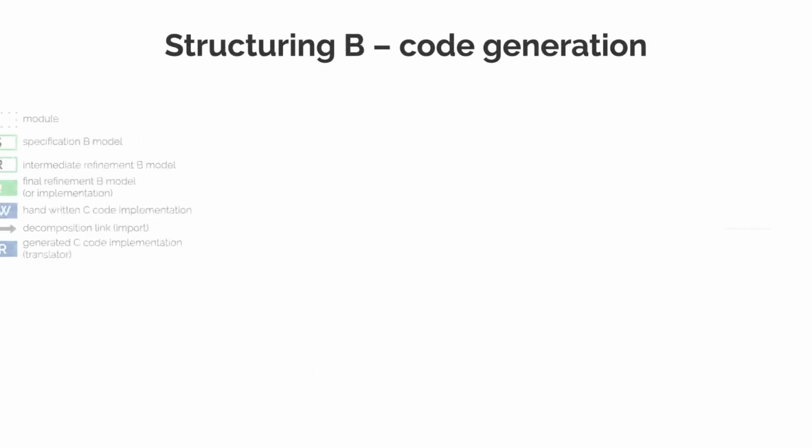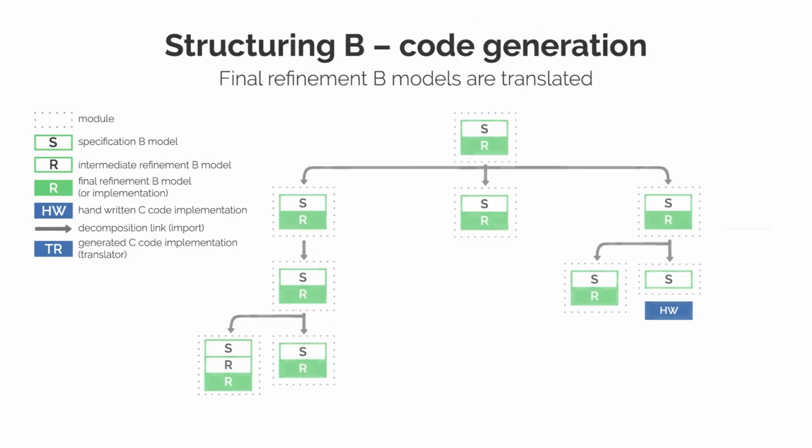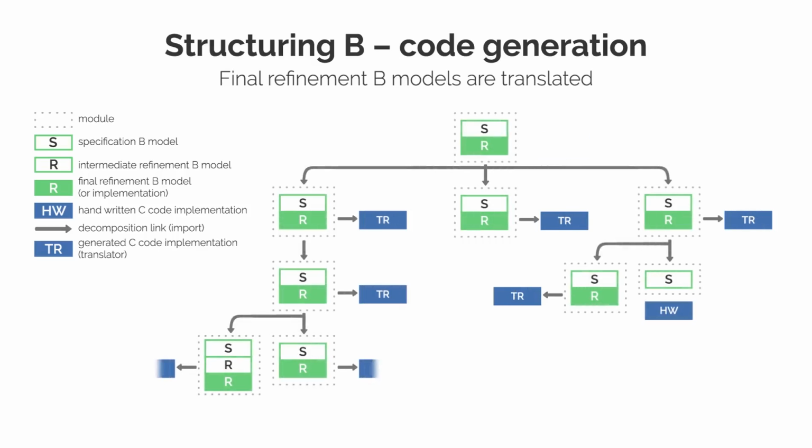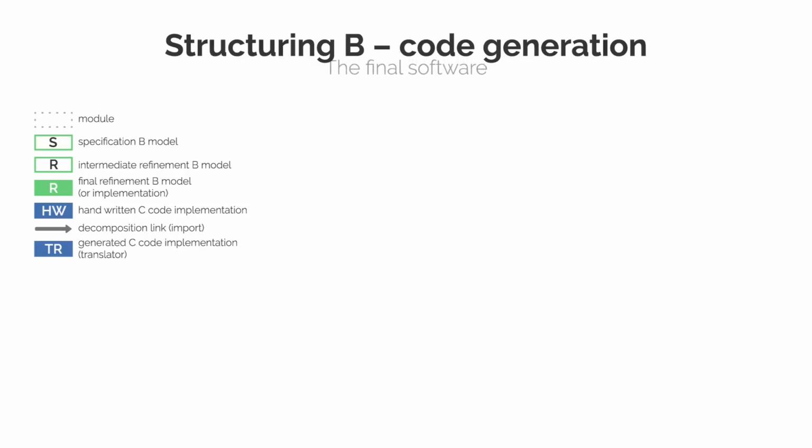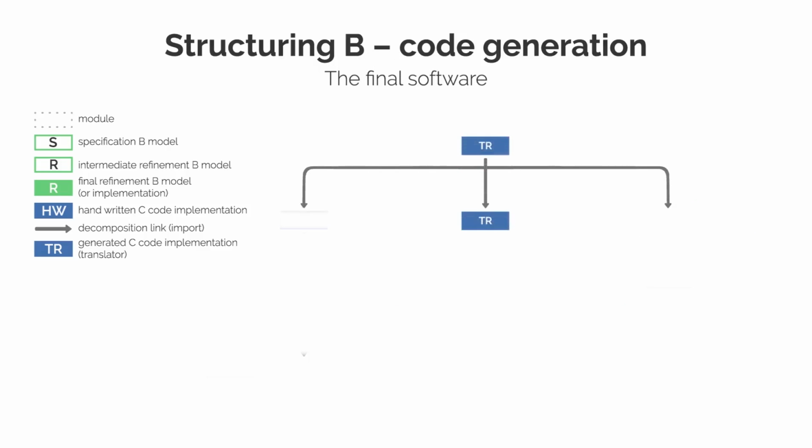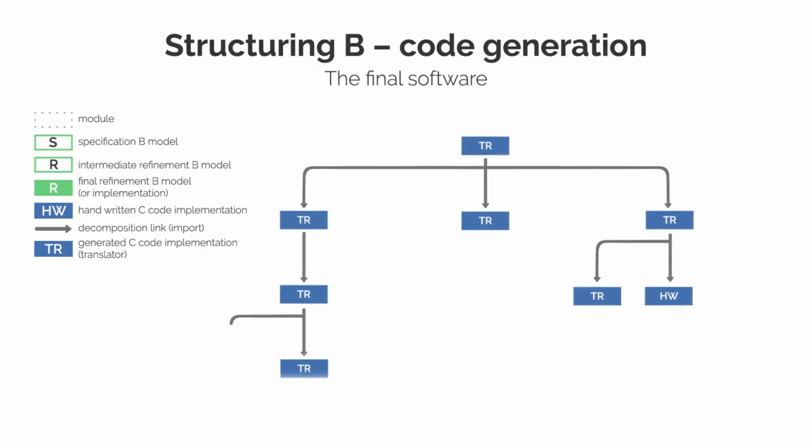The code generation for a B project just consists in translating implementation into source code. For handwritten source code, there is nothing to do. The final software is just obtained by collecting all the source code generated plus the handwritten code. This is the final software.